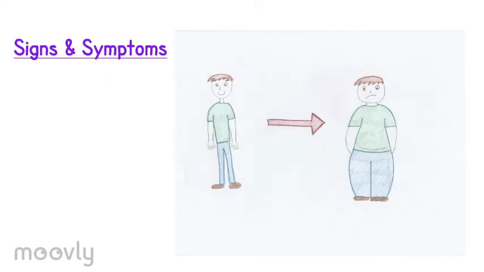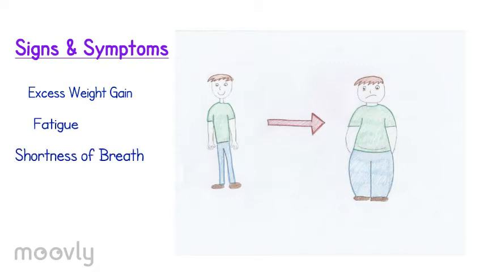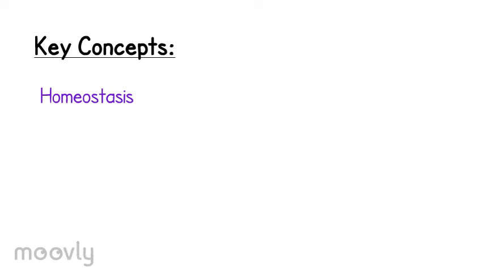Some of the signs and symptoms of obesity include excess weight gain, fatigue, shortness of breath, and increased appetite. We're just going to review some of the key concepts, so we'll start with homeostasis. Normal homeostasis is energy input equal to energy output. However, in obese individuals, there is an energy imbalance, creating energy input being greater than energy output.